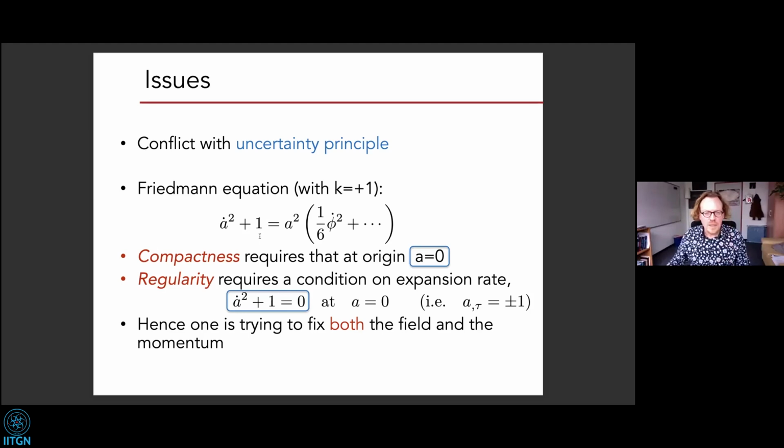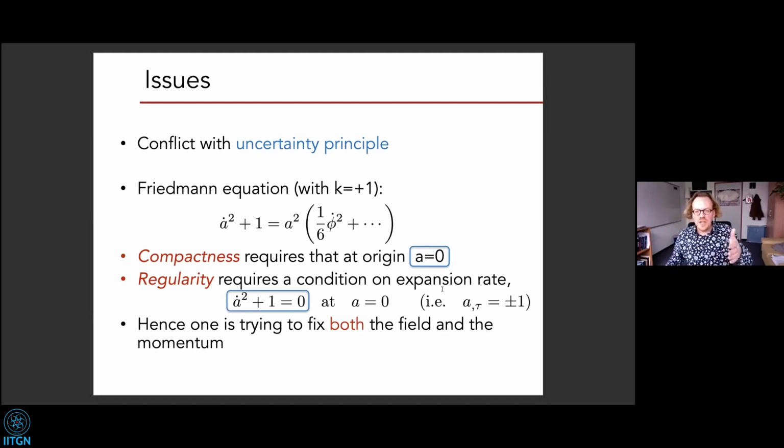Now, if you say that you want to sum over compact metrics, this means that at the origin of the universe, where the universe nucleates, A should be 0. But at the same time, you want everything to be calculable. There should be no singularity there. But if there is no singularity, that means that the Friedmann equation must remain regular. And the condition for this is that A dot must be equal to plus or minus i. Or in other words, the derivative of A in the Euclidean time direction should be plus or minus 1.